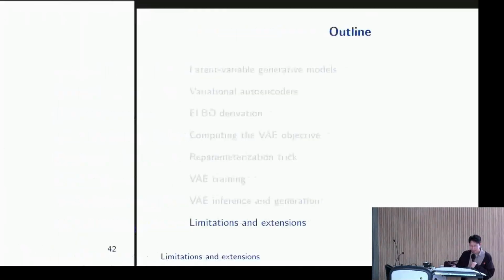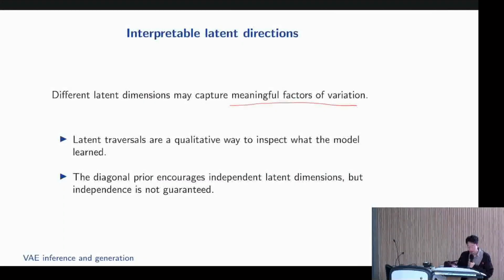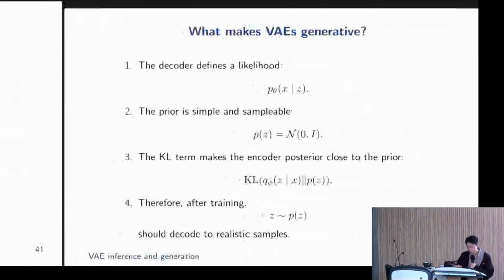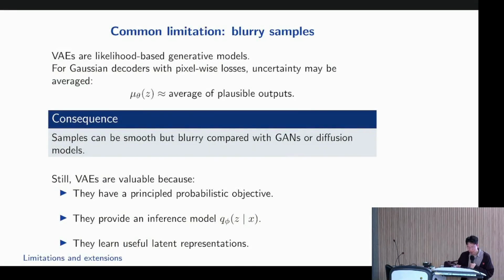Okay, that's what people usually mean when they say latent space traversal. Okay, so what are some limitations? As you saw here, it tends to generate blurrier looking images. That's one of the downsides.